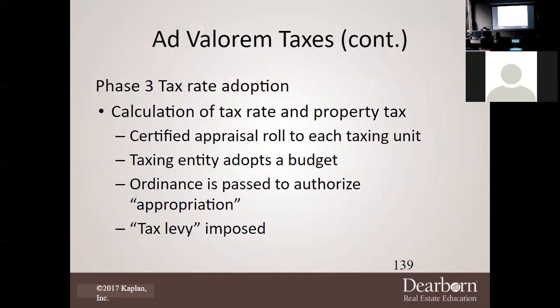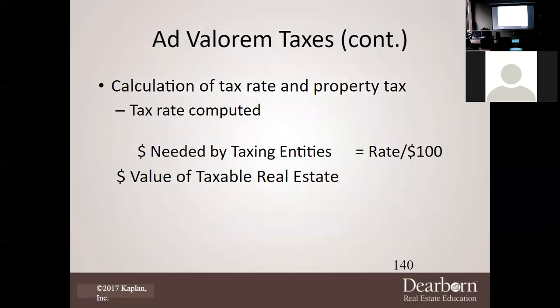Phase 3 is the tax rate adoption. It's the calculation of the tax rate and property tax. A certified appraisal roll for each taxing unit will be provided. The taxing entity then adopts a budget. The ordinance, of course, is going to be passed to authorize what's called an appropriation. And of course, at that point, the tax will then be levied and imposed once it's approved.